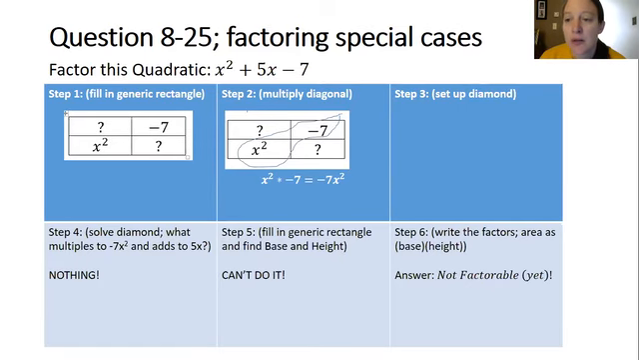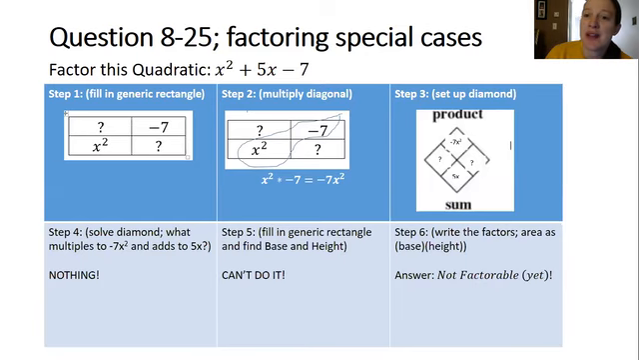I want you to pause the video here, and I want you to do step 3 and step 4. See if you can set up the diamond and then solve it. All right, welcome back. Step 3, set up the diamond. We're looking for 2 numbers that multiply to negative 7 but add to 5. So let's think about our factors of 7. 7 is a prime number, and so we only have 1 times 7. That's all we got.